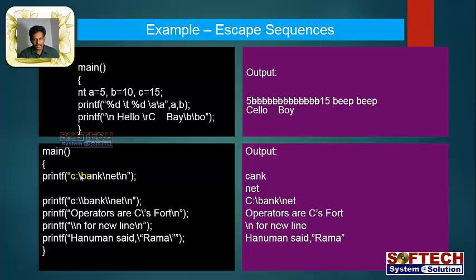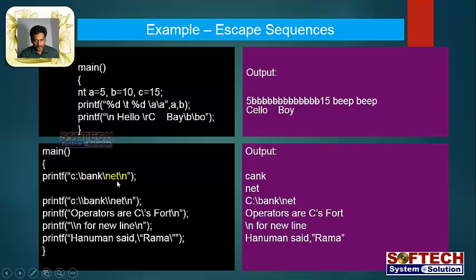It displays ET only, not net. \b is for backspace. It displays C:, and the cursor comes to the position of the colon. Then we continuously print ANK. The new word is CANK. The \n is for new line, so it comes to the next line, then displays ET only, not net. This \n skips this line and goes to the next line.